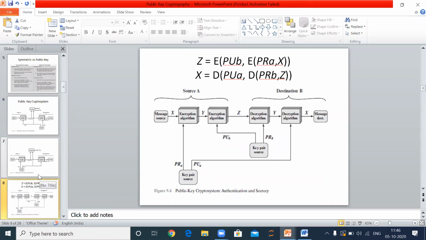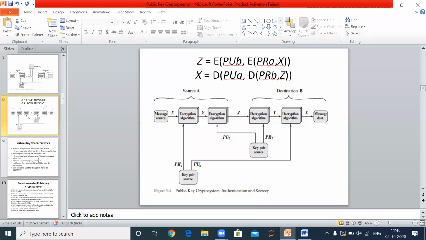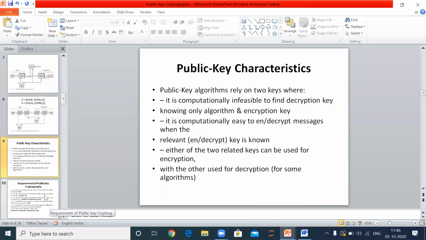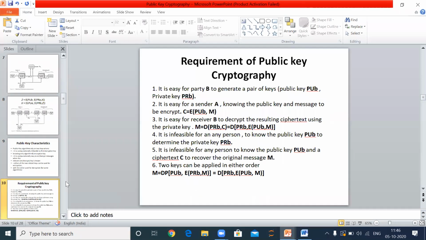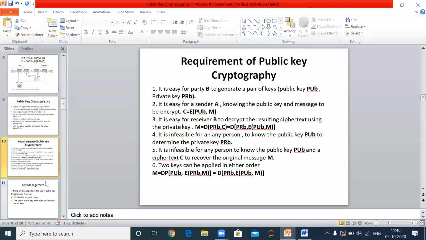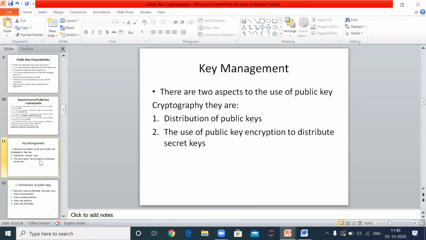And what are the differences between symmetric and asymmetric keys, what are the public key characteristics, and what are the requirements of a public key cryptosystem, right? In the key management system in today's class, there are two aspects to using public key cryptography. One is distribution of public keys. The second is the use of public key encryption to distribute the secret keys.